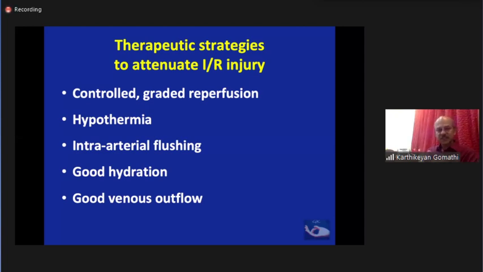But there are some strategies to attenuate, to reduce it. First is controlled graded reperfusion, not sudden release. For instance, if you're doing a bilateral hand replant, suddenly when the clamps on both sides are released, there is going to be a sudden storm of toxic metabolites released into the general circulation. This may cause a problem. So you need to think of a controlled graded reperfusion.